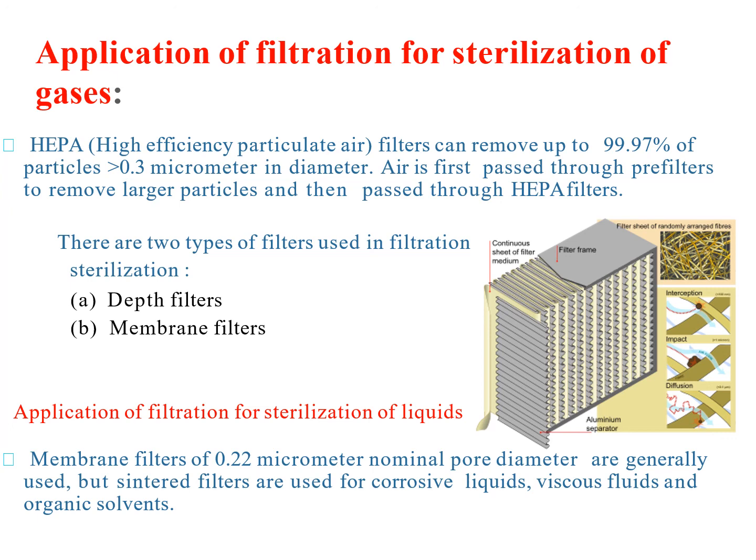There are two types of filters used in filter sterilization, that is depth filters and membrane filters. Application of filtration for sterilization of liquids: membrane filters of 0.22 micrometer nominal pore diameter are generally used, but sintered filters are used for corrosive liquids, viscous fluids, and organic solvents. These kinds of HEPA filters are generally used in the laminar airflow.